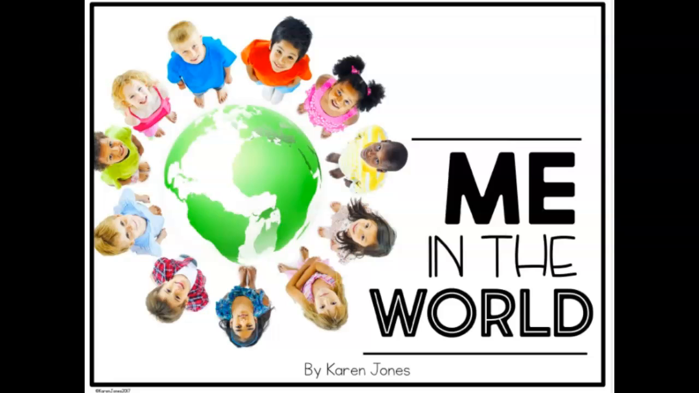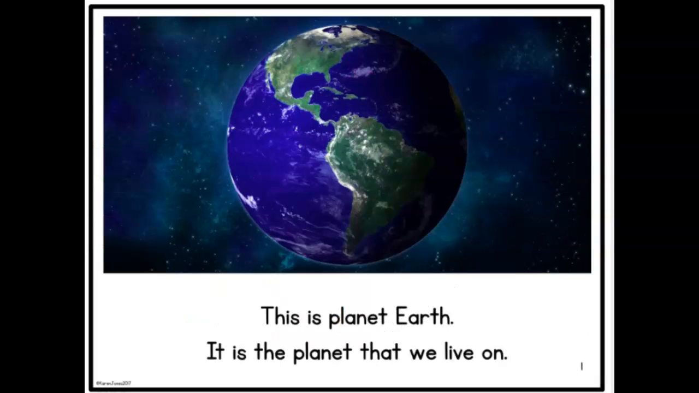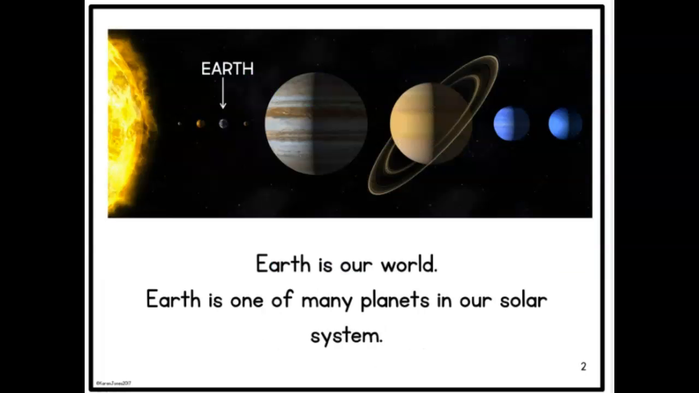Let's begin by reading our lesson for today, Me in the World by Karen Jones. This is the planet Earth. This is the planet that we live on. You know that. Earth is our world. Earth is one of many planets in our solar system. Go ahead and shout it out if you remember. The solar system has 8 planets that revolve or orbit around the sun. That's right.